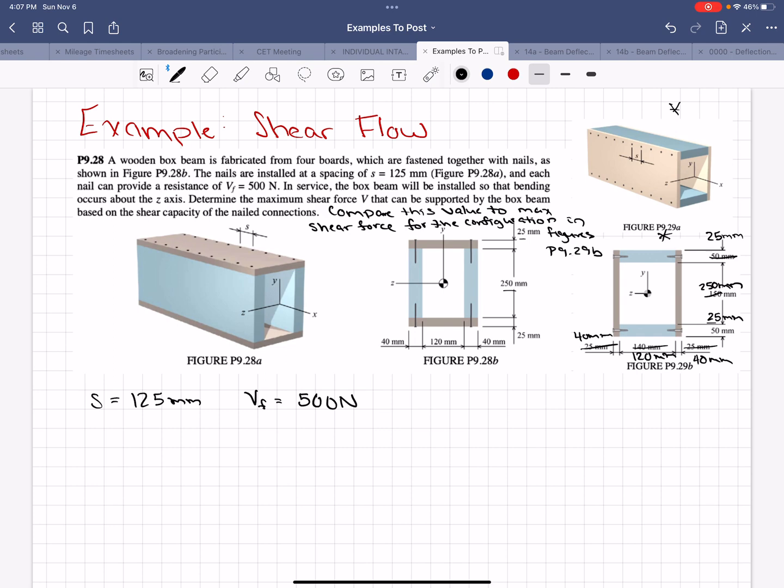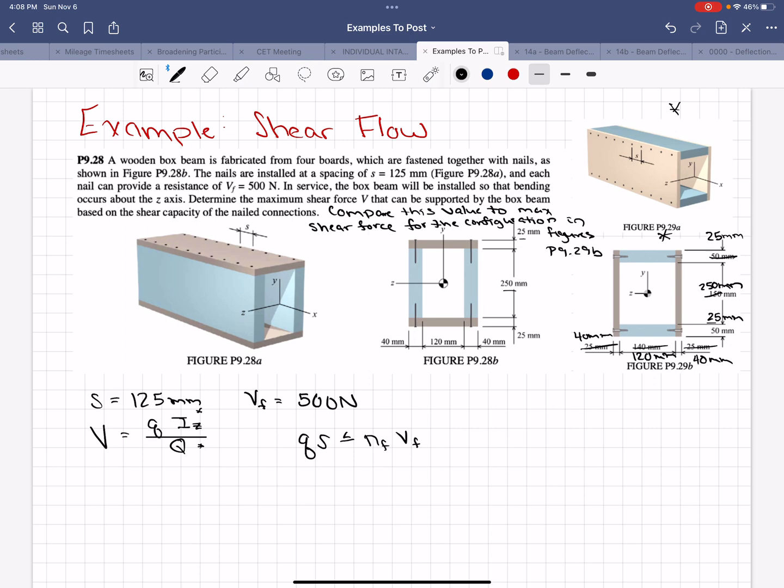So our ultimate shear force equation is V equals shear flow times the moment of inertia over Q. And we know that q, the shear flow, times the spacing is less than or equal to the number of fasteners times the shear force of the fasteners. Okay, so we need to find I and Q, and then we'll find little q, and then we'll be golden.